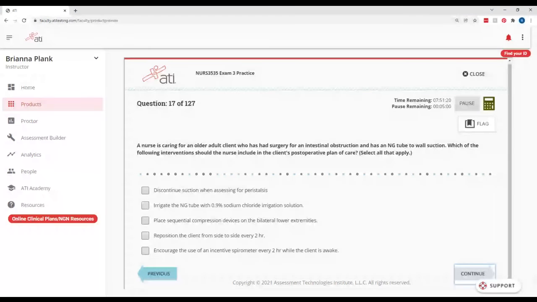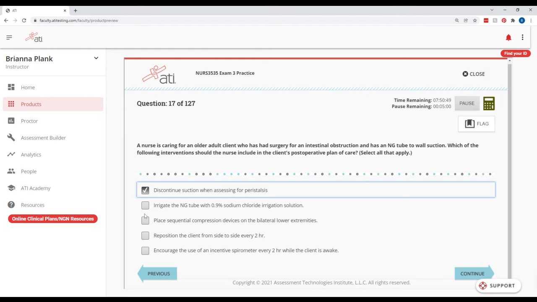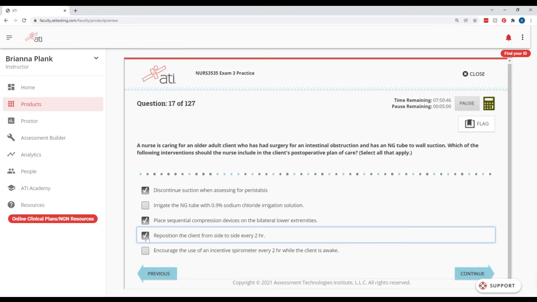Okay, we have an NG tube to wall section. Which of the following interventions do we want to include in post-op care? So what do we want to do? Patient just had surgery and they have an NG tube. I'm going to go ahead and pick some things.